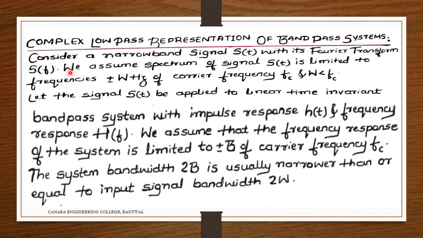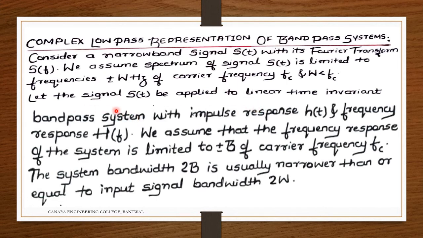So at first, the complex low pass representation of the band pass signal. When we consider a narrow band signal s of t with its Fourier transform S of f, we assume the spectrum of signal s of t is limited to frequencies plus or minus W hertz of carrier frequency fc, where W is less than fc. So what is this fc? It is the carrier frequency, which we usually consider as a standard, as we discussed in the canonical representation.